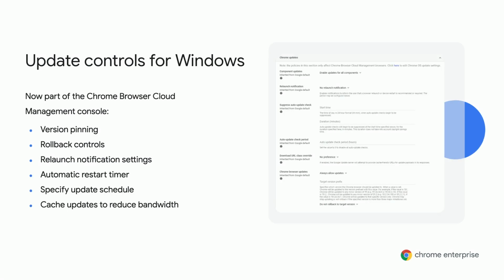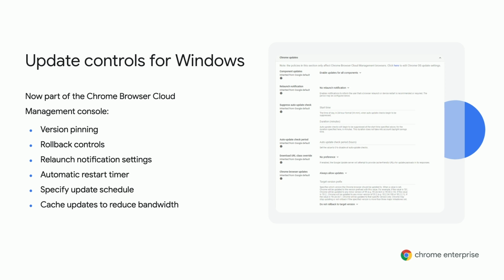Now let's talk about how you keep your browser updated and how you control that update process. We've brought the update controls for Windows into our console. So you can configure things such as version pinning, rollback controls, relaunch notification, automatic restart timer, and you can specify the update schedule. What does all of that mean?